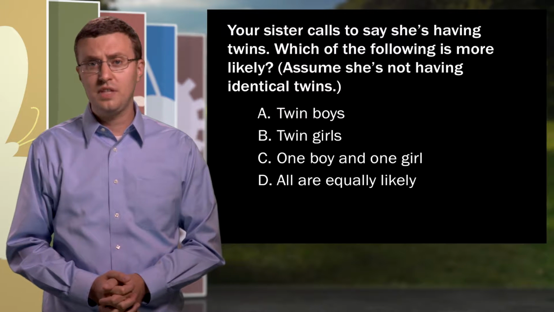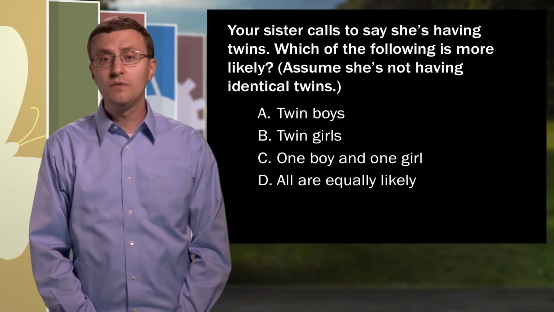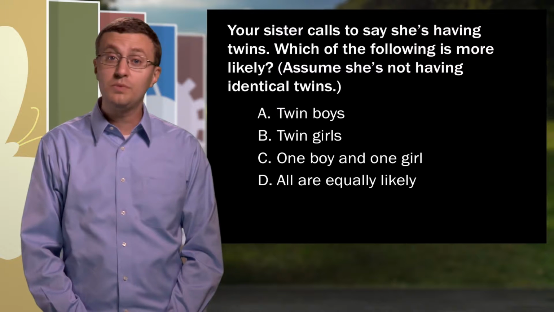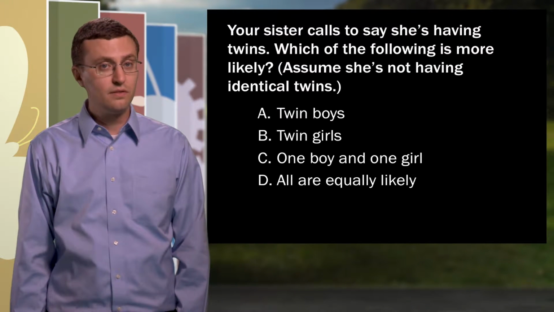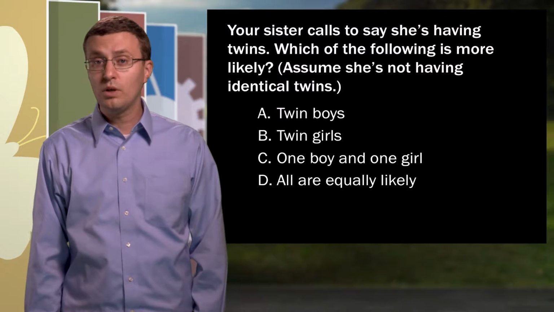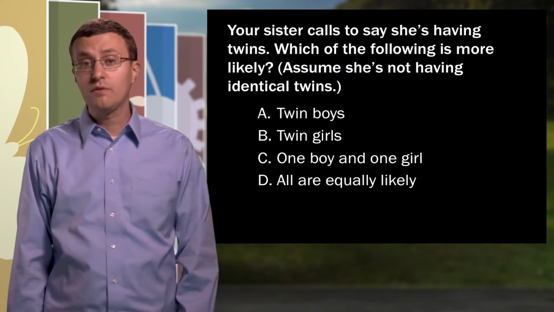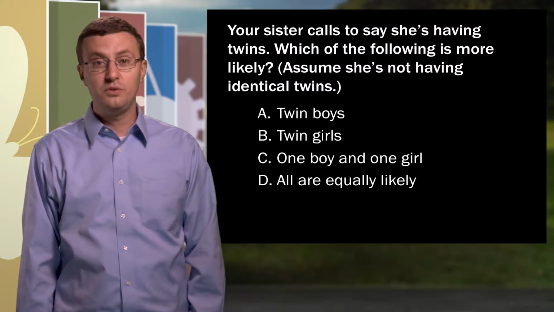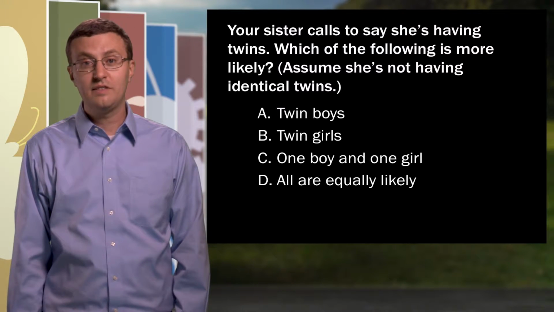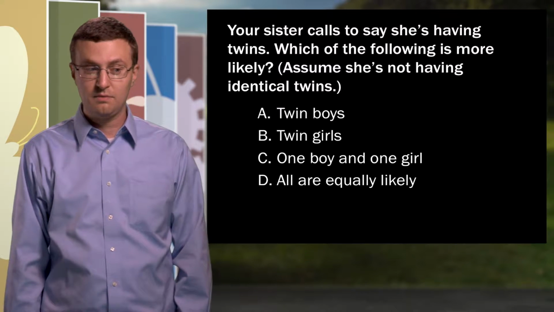Your sister calls to say she's having twins. Which of the following is more likely? Assume that she's not having identical twins. Is it more likely that she'll have twin boys, twin girls, one boy and one girl, or are all three of those equally likely? Take a minute or two to think about this question and submit your answer when you're ready.